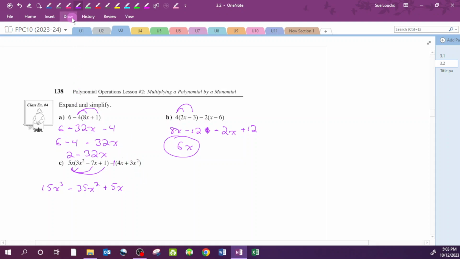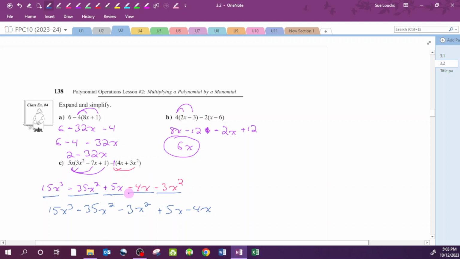Remember, when you're subtracting a polynomial, you're changing the sign of everything in there. But you can also think of it as a distribution. So if I've got minus 1 times 4x, that's minus 4x. And I've got minus 1 times 3x squared, so that's minus 3x squared. And now I can collect my like terms. I've only got the 15 with the x cubed, so that's 15x cubed. And then I've got minus 35x squared minus 3x squared, and then plus 5x, and minus 4x.